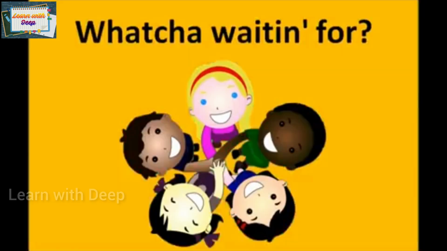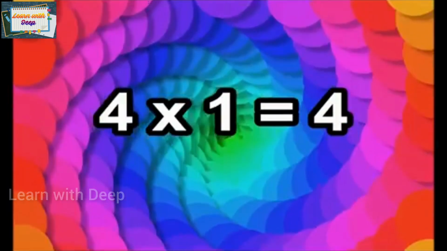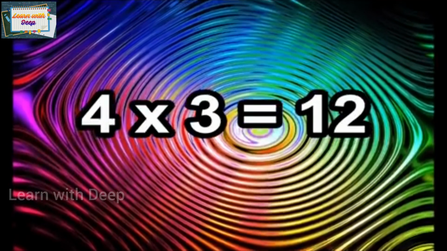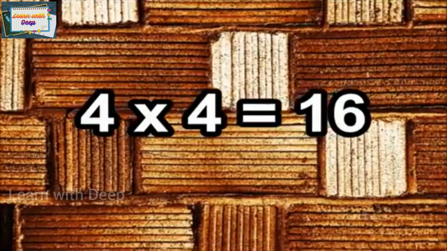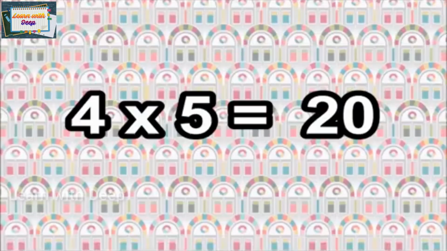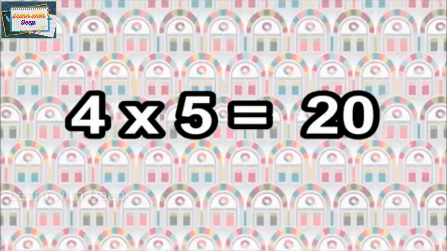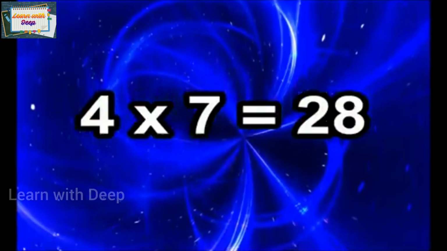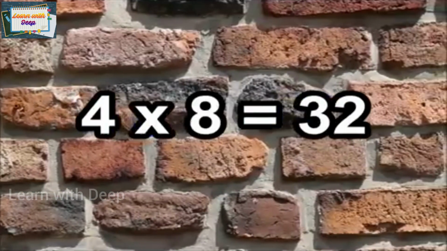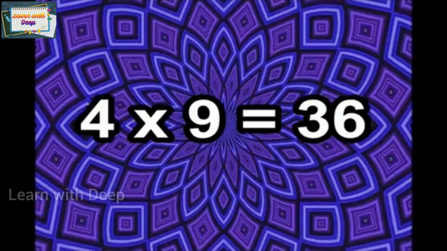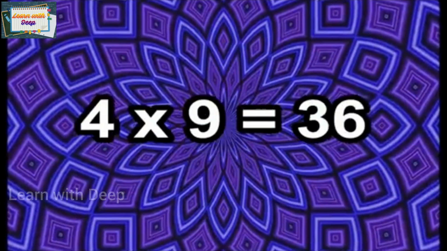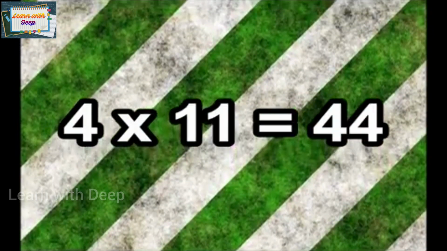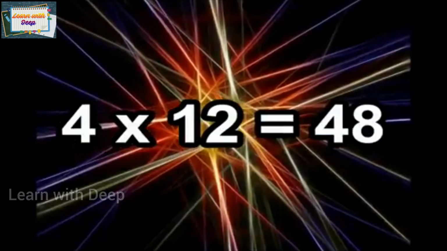What you waiting for? Okay, 4 times 1 is 4. 4 times 2 is 8. 4 times 3 is 12. 4 times 4 is 16. 4 times 5 is 20. 4 times 6 is 24. 4 times 7 is 28. 4 times 8 is 32. 4 times 9 is 36. And 4 times 10 is 40. 4 times 11 is 44. And 4 times 12 is 48.